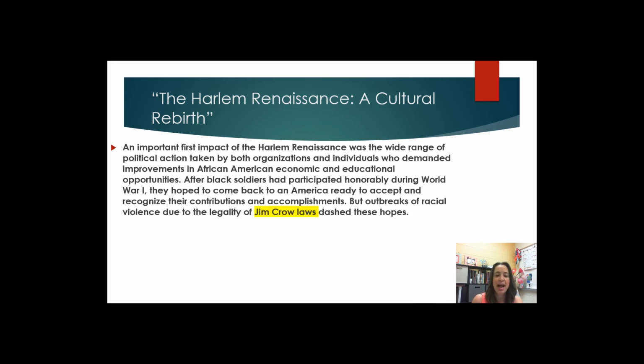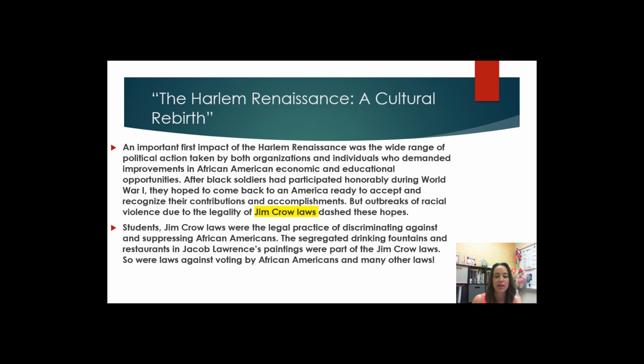An important first impact of the Harlem Renaissance was the wide range of political action taken by both organizations and individuals who demanded improvements in the African American economic and educational opportunities. After Black soldiers had participated honorably during World War I, they hoped to come back to an America ready to accept and recognize their contributions and accomplishments. But outbreaks of racial violence due to the legality of Jim Crow laws dashed these hopes.